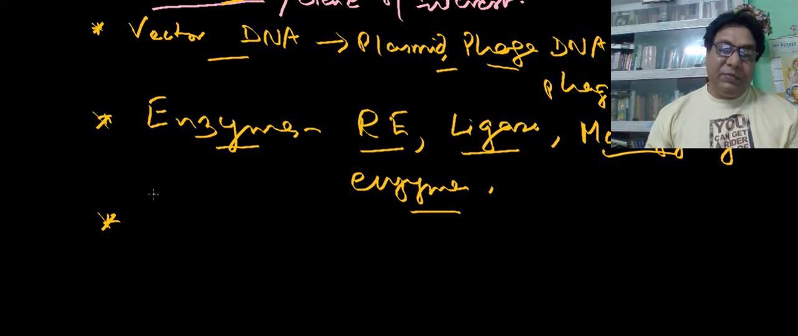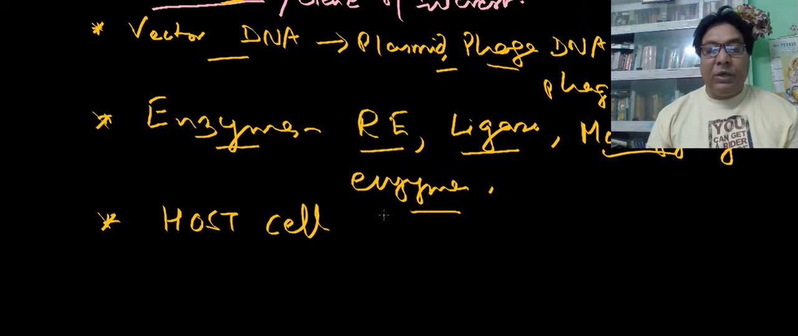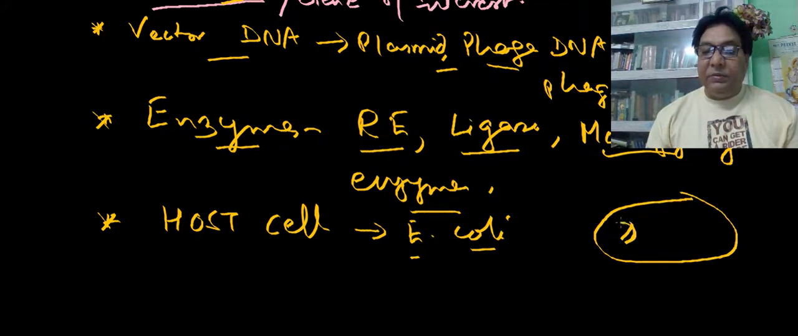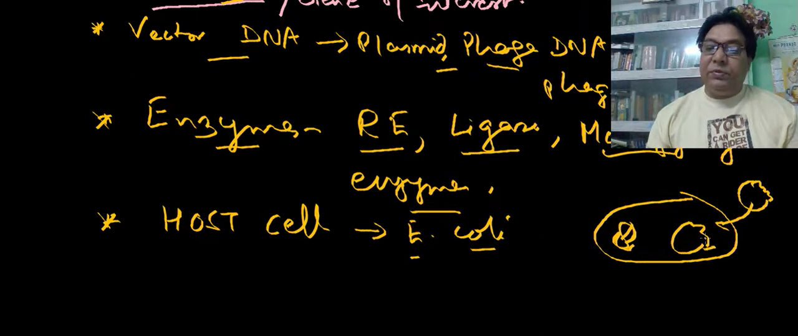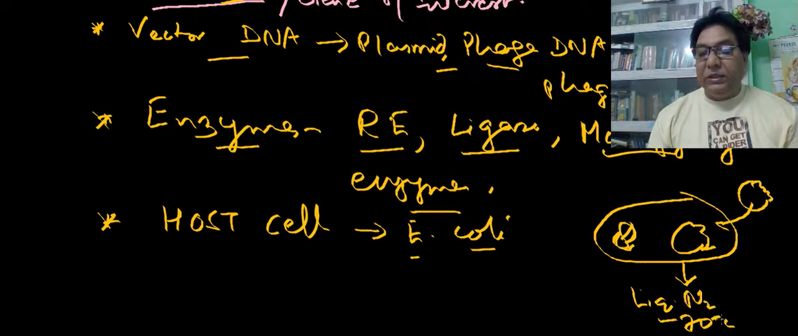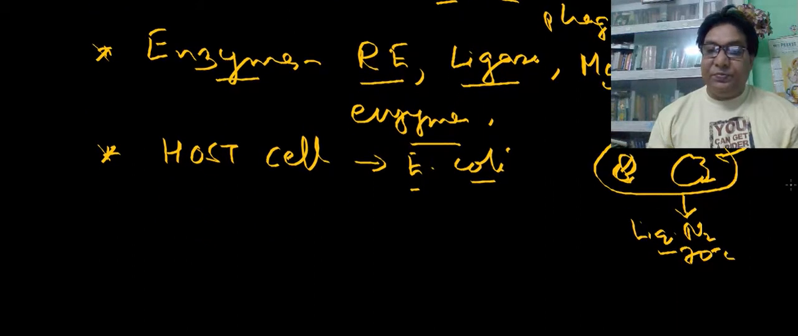The next thing that will be required is a host cell within which you have to transfer the DNA. Basically, it is E. coli at the initial stage. The particular recombinant DNA that is being made is transferred to this E. coli cell just for the sake of storing, and then it is kept either in liquid nitrogen or in a minus 70 degrees centigrade deep freezer for future use.